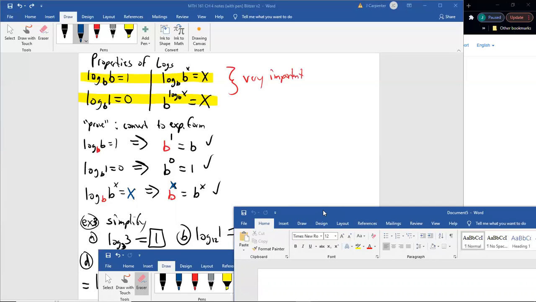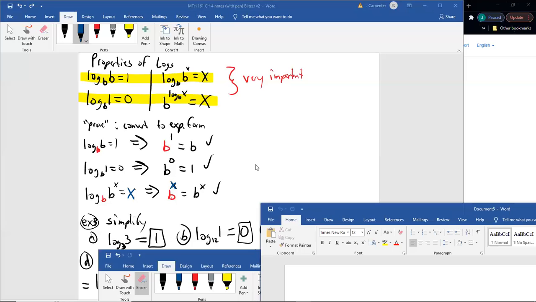How about log base 12 of 1? Well, those numbers don't match, so it's not the top left property. It's the bottom left property because the argument is 1. The inside is 1. It doesn't matter. This is a 12. I could have written 15, 7, 1.5, or 1,000,000 instead of 12. The answer, no matter what, if your argument is 1, is 0.